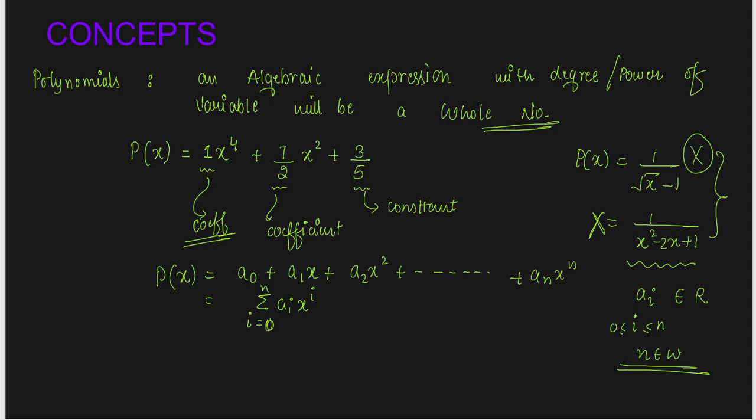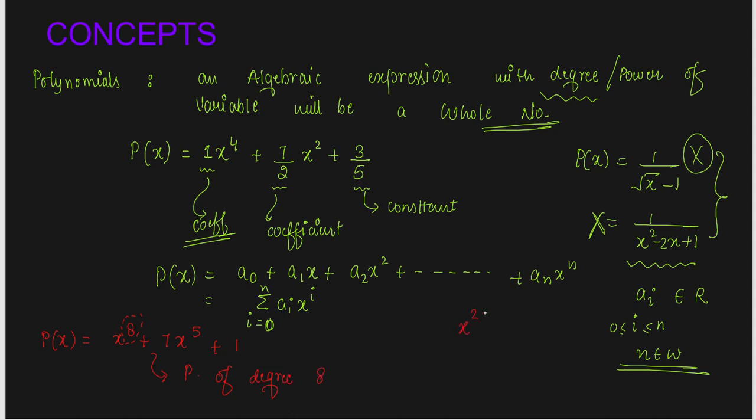Now the next topic is degree, because we have used the term degree. Degree is nothing but the highest power of a polynomial. For example, if I am talking about p(x) equals x raised to 8 plus 7x raised to 5 plus 1, in this polynomial the highest exponent of the variable is 8. So we call this a polynomial of degree 8.